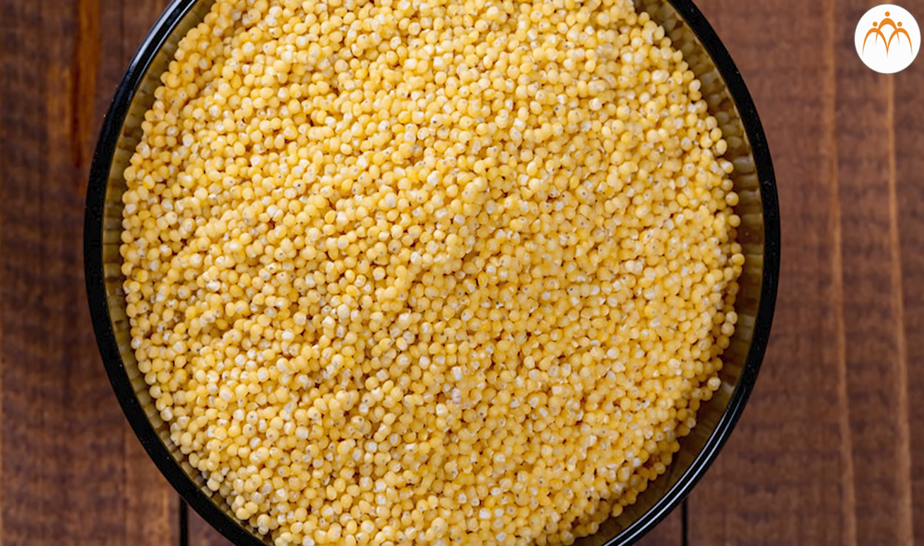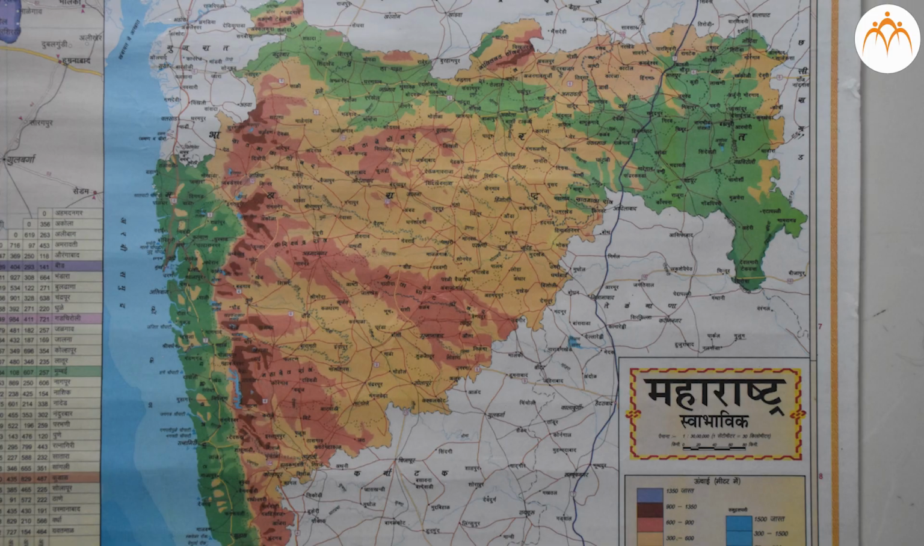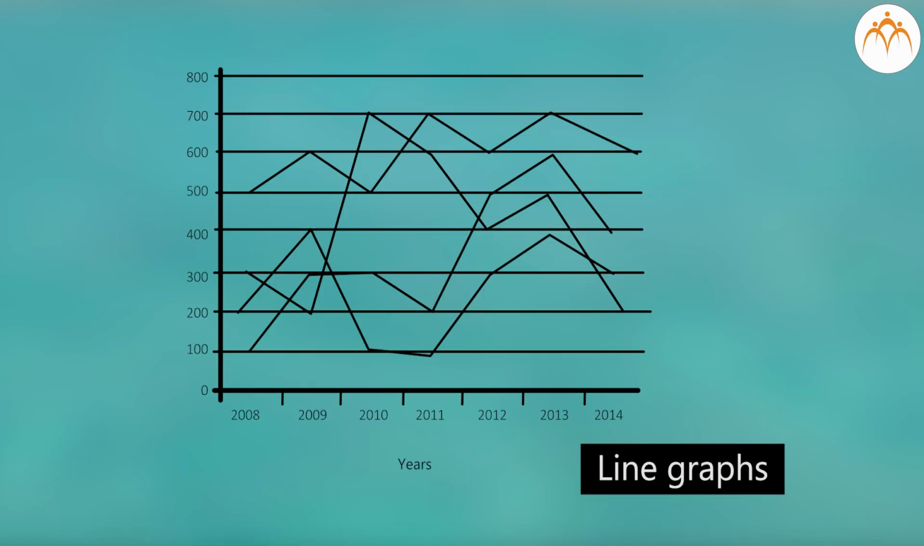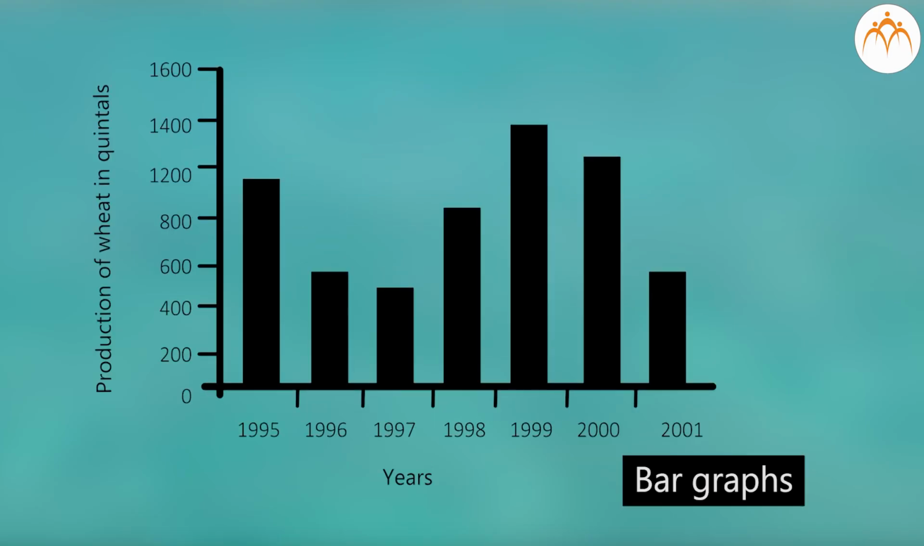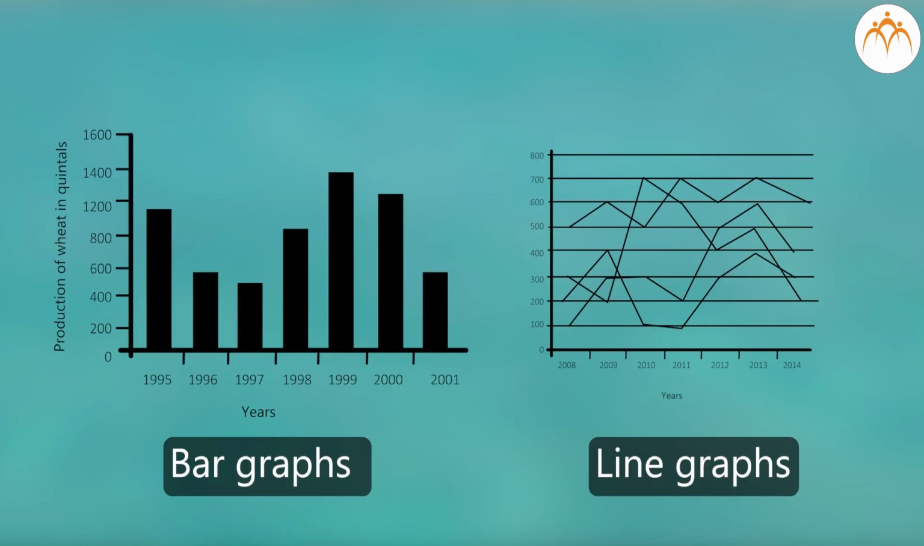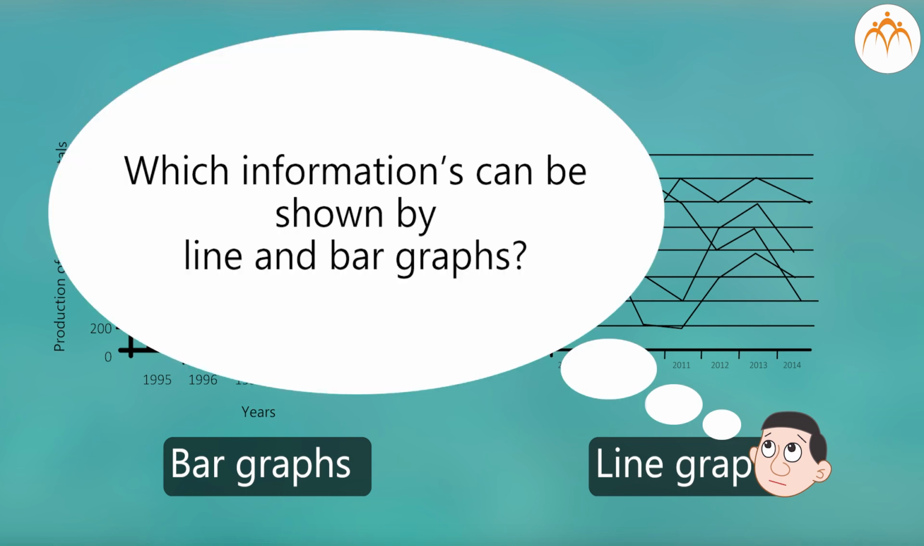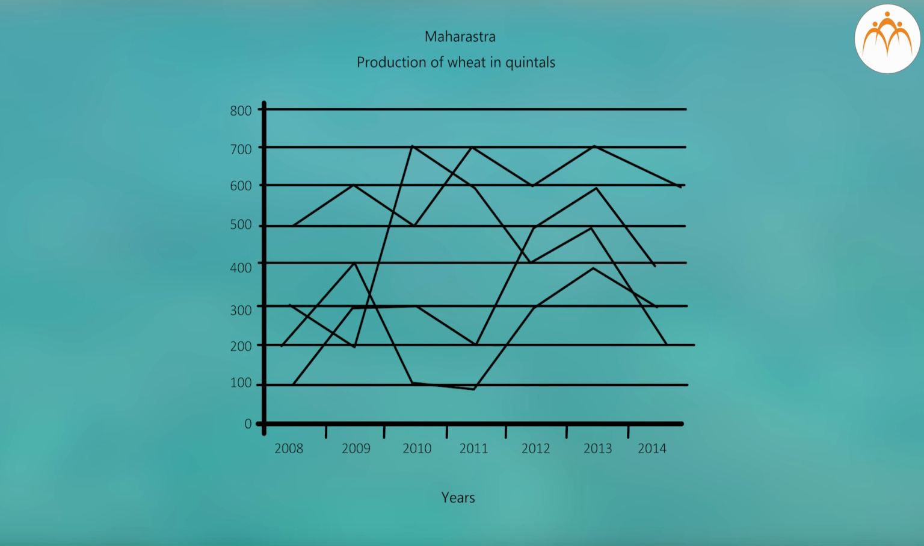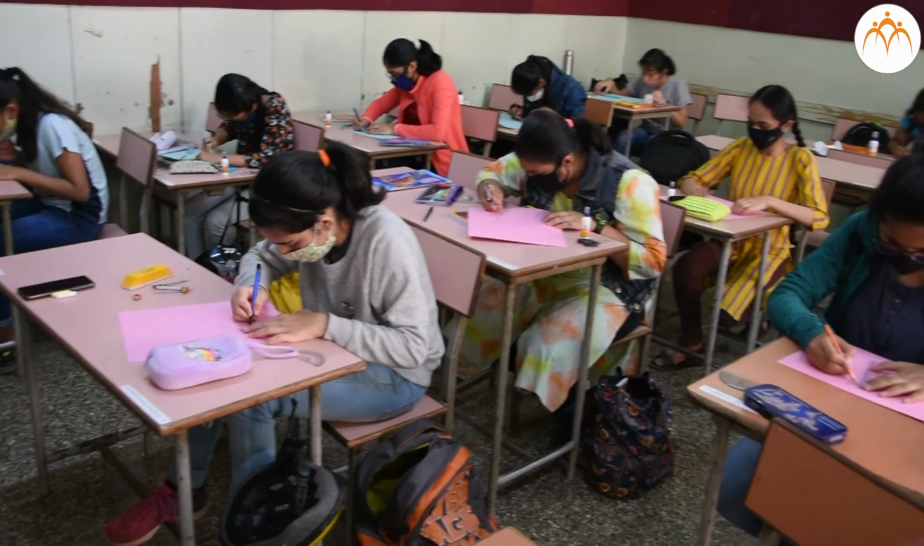The production of jowar in the state of Maharashtra is shown by a line graph or bar graph coming under monometric form. The adjoining figure shows the production of wheat. It is shown by bar graphs and also by line graphs. Which information can be shown by line and bar graphs? Which are the diagrams used for showing the number of students in different classes of a school?